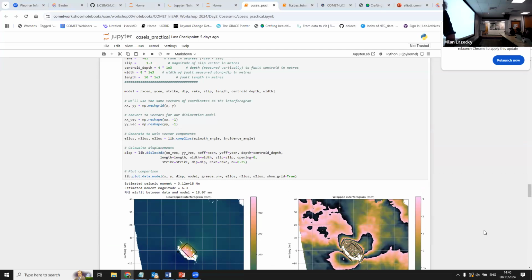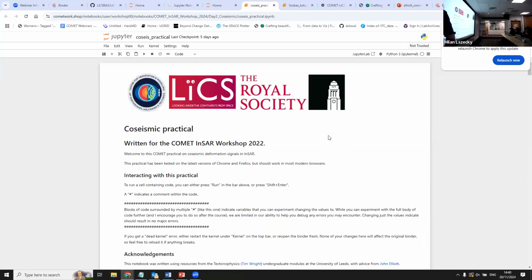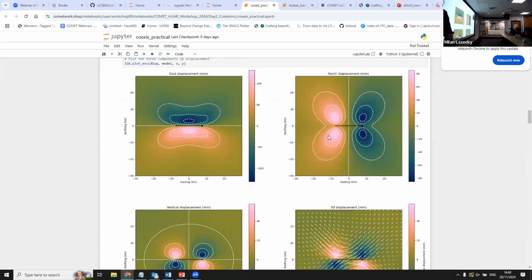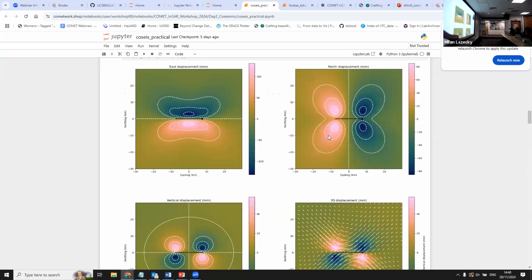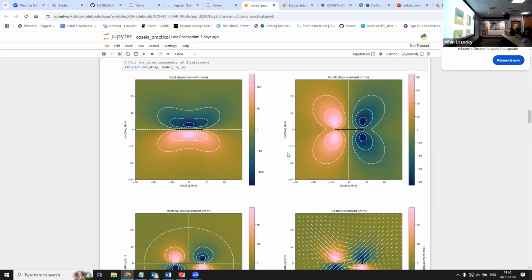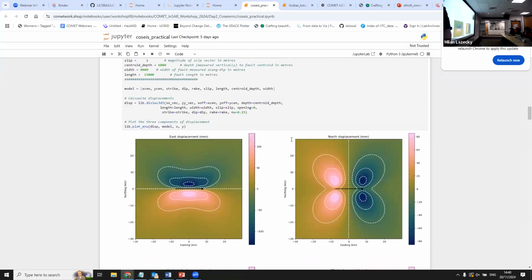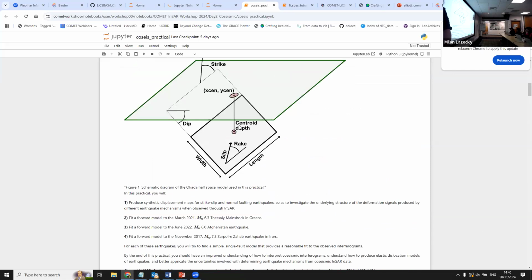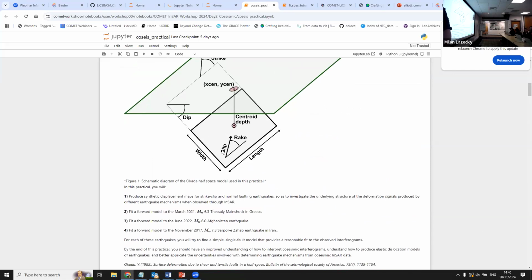Could we quickly explain how to interpret the first example again? Which one's the first? Okay, so that's this bit. The question online was how to interpret the first example. So what we're looking at here is the east, north, and vertical components of displacement that are caused by a uniform slip Okada model.